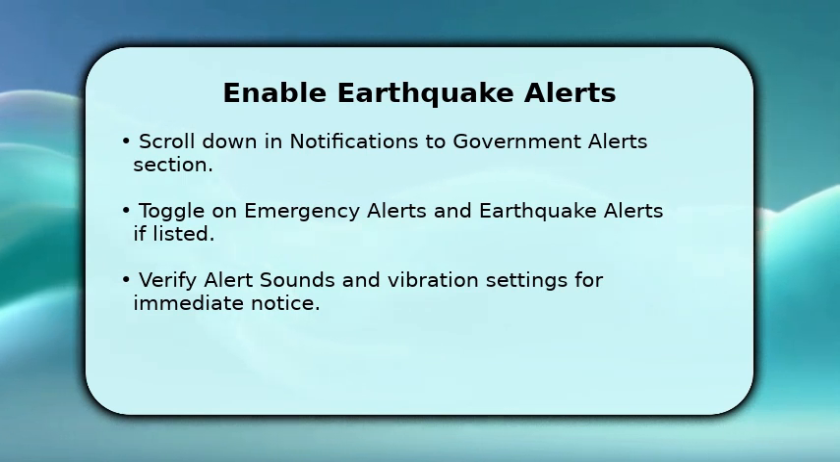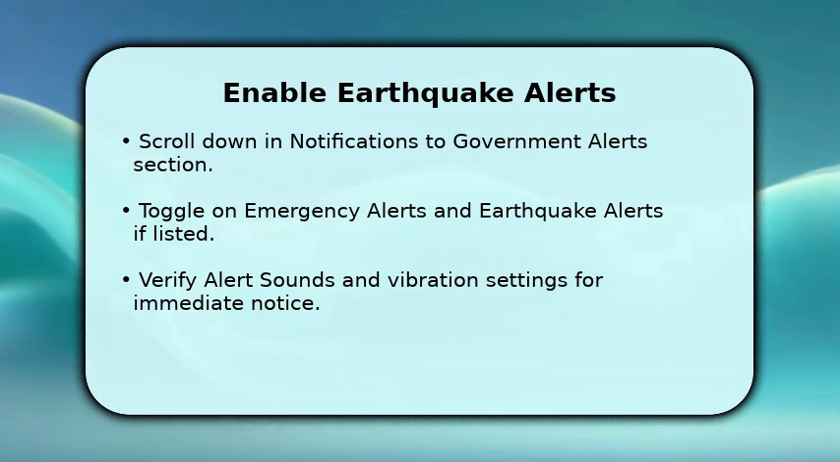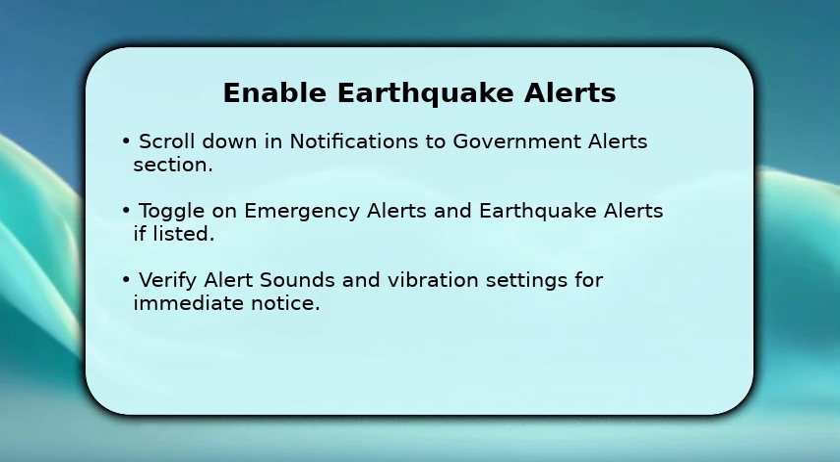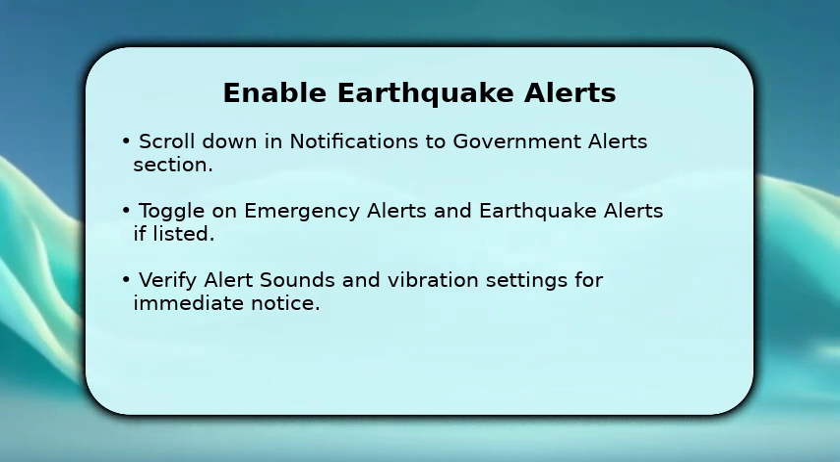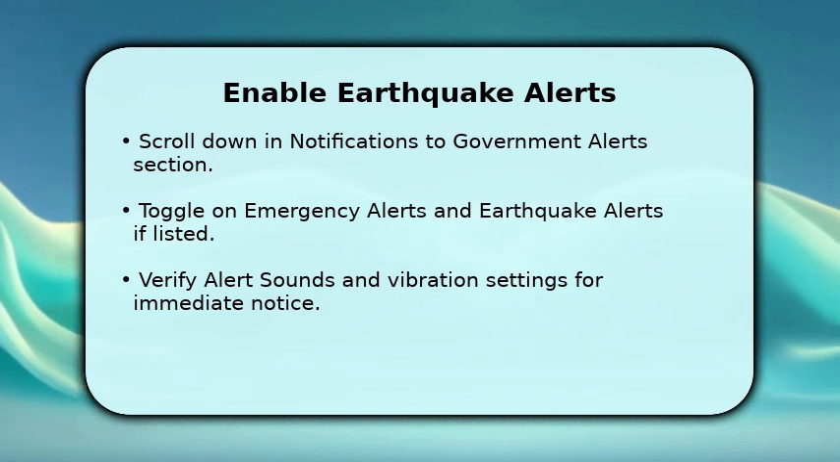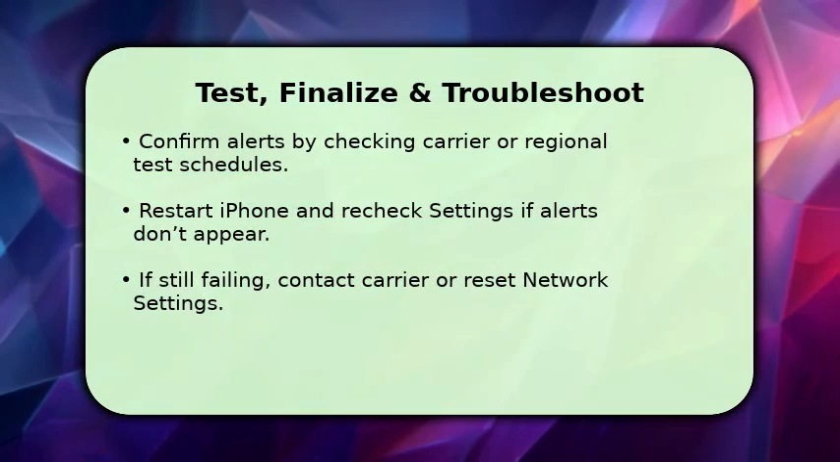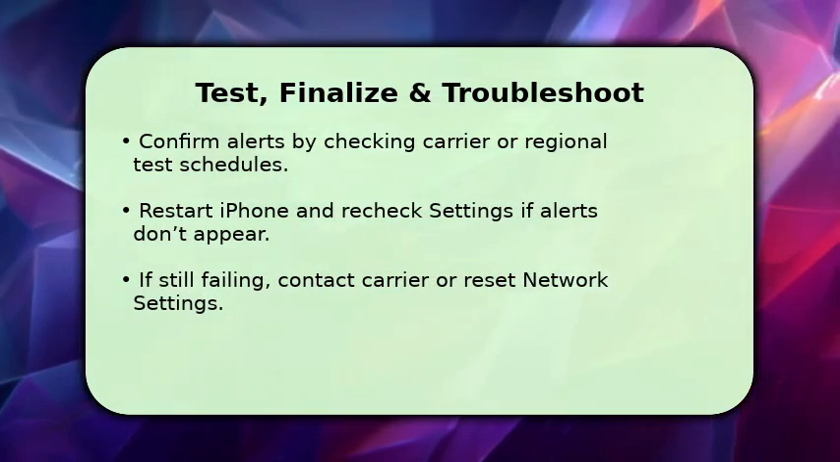Once done, check sounds and vibration. Make sure volume is up, vibrate is active, and critical alerts are allowed. Doing this guarantees you'll hear and feel the alert, which is crucial when time to respond is limited. Finalize setup by verifying with a scheduled regional test or your carrier's notification status. These tests confirm end-to-end delivery.